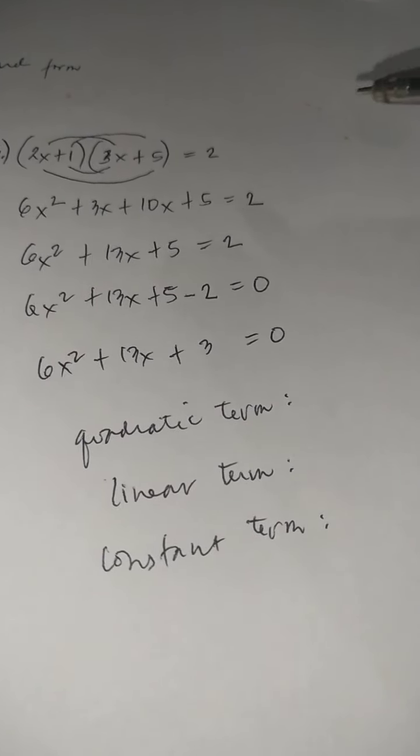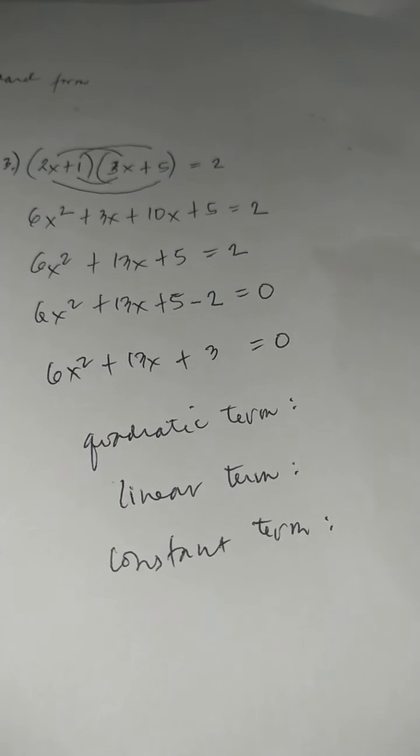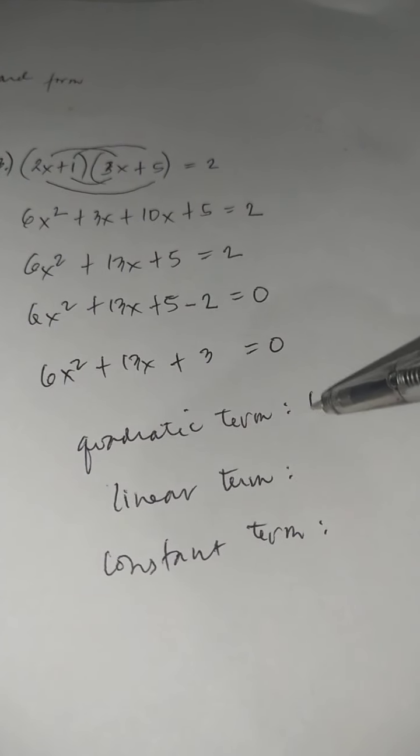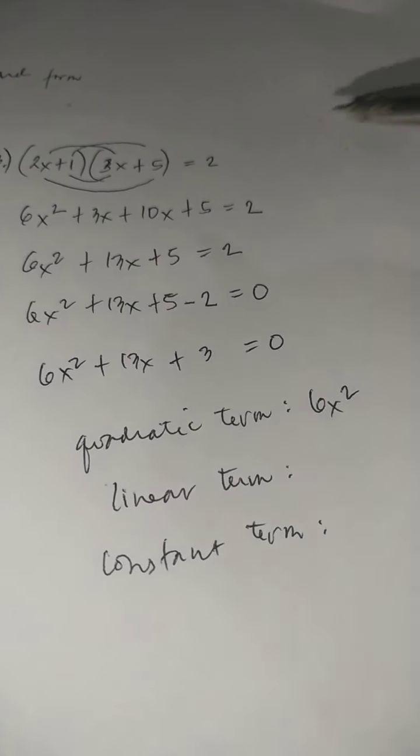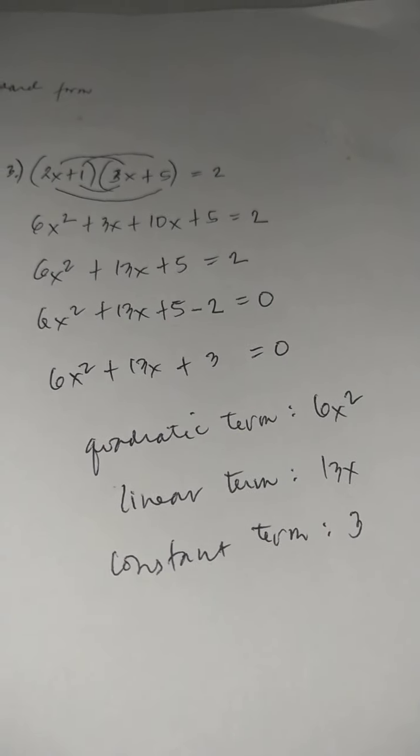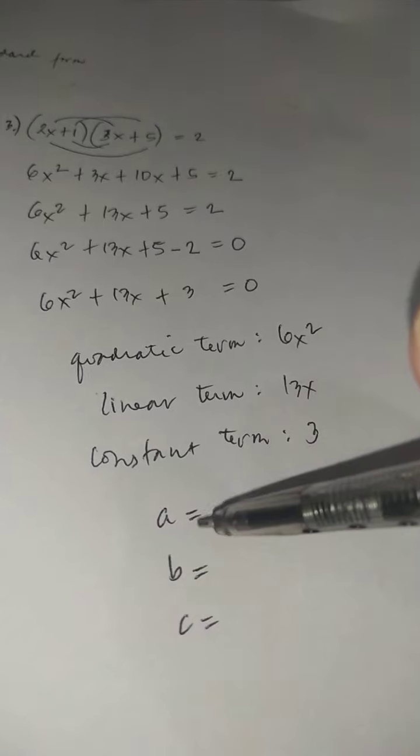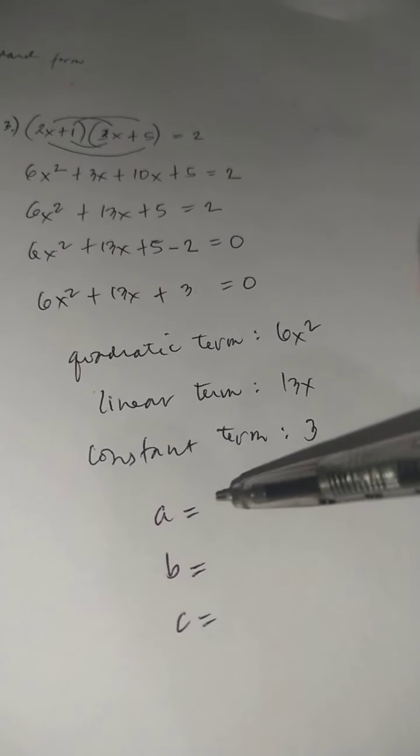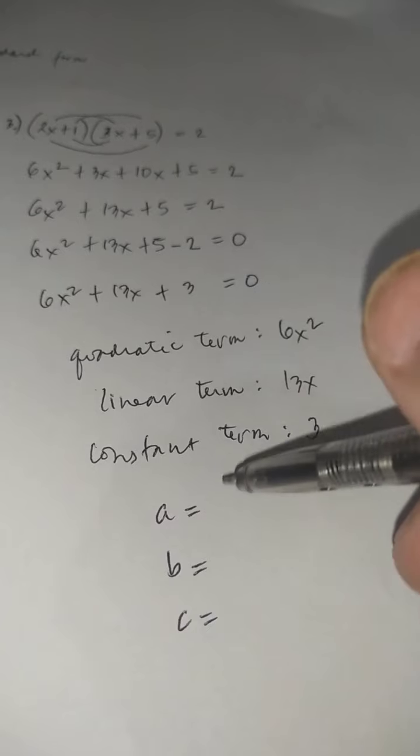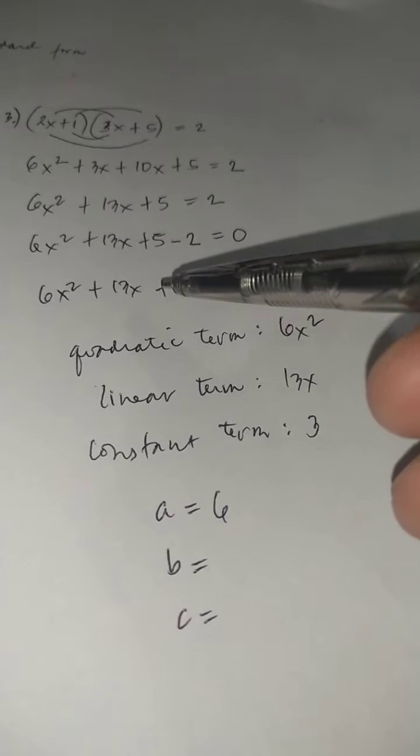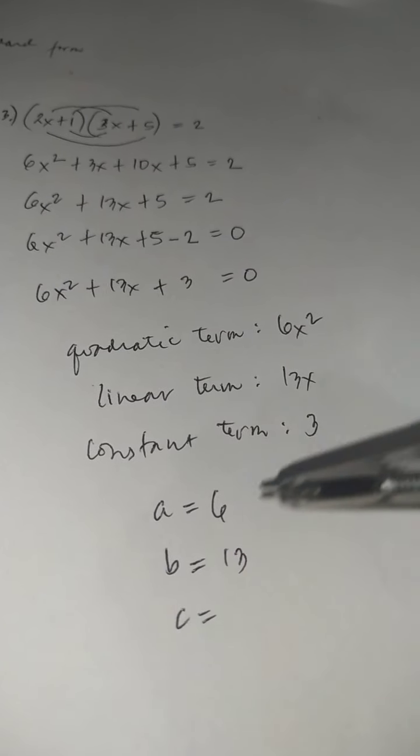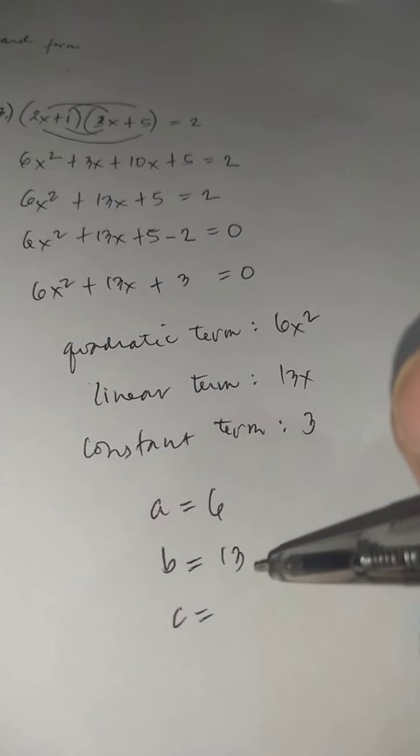Identifying the quadratic term, since this one is already in the standard form, we can now identify the quadratic term. The quadratic term is 6x squared. The linear term is 13x. The constant term is positive 3. Identifying the values of a, b, and c. A is the numerical coefficient of the quadratic term, which is 6. B is the numerical coefficient of the linear term, which is 13. And c is the constant.